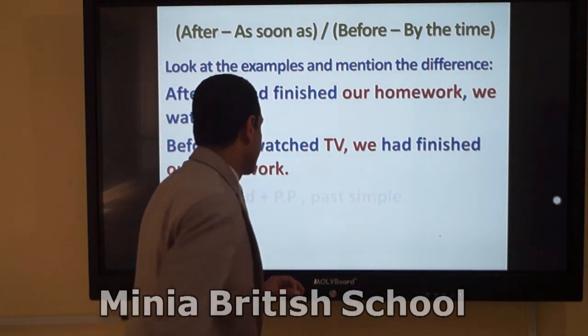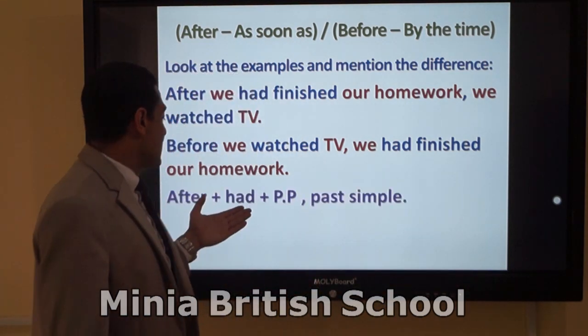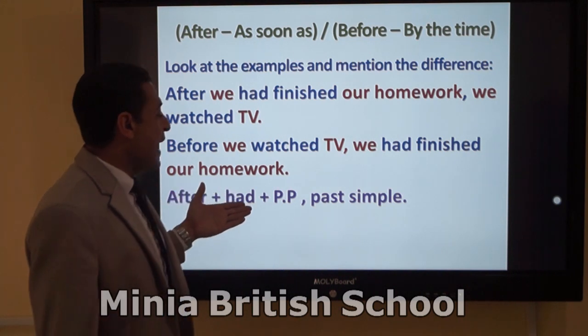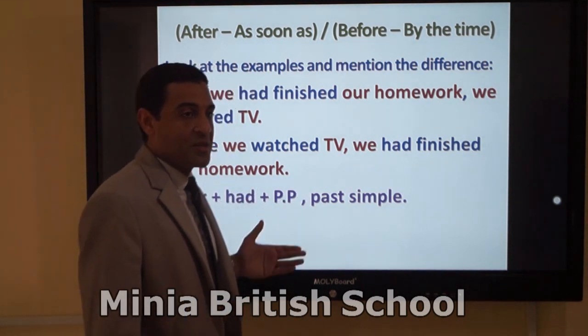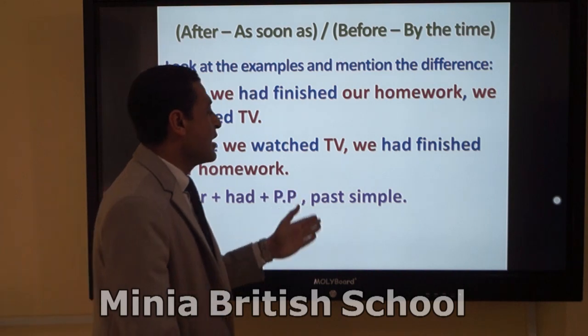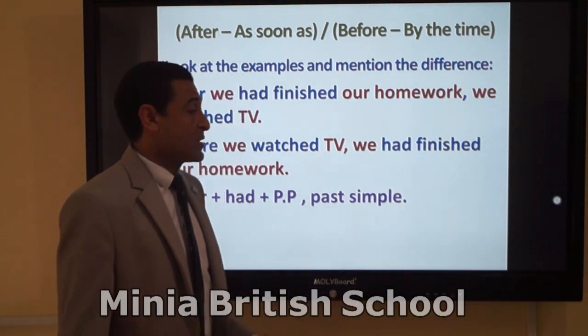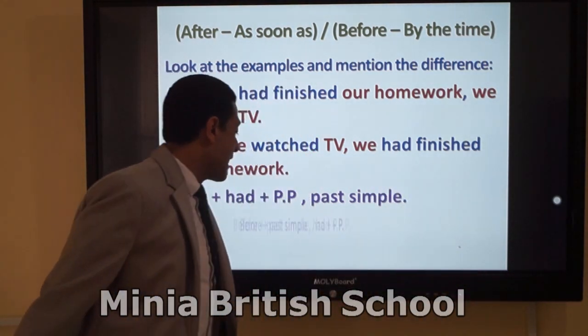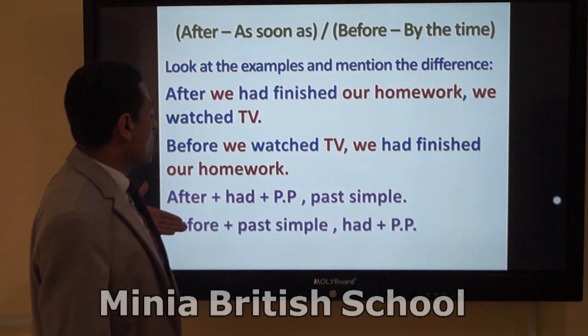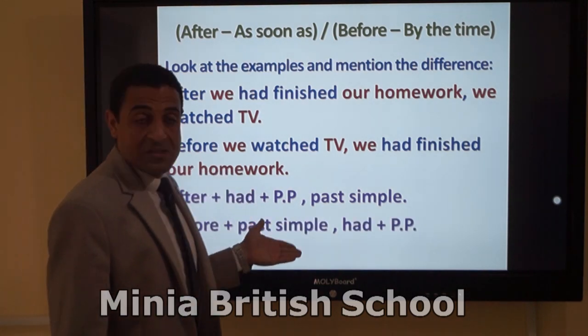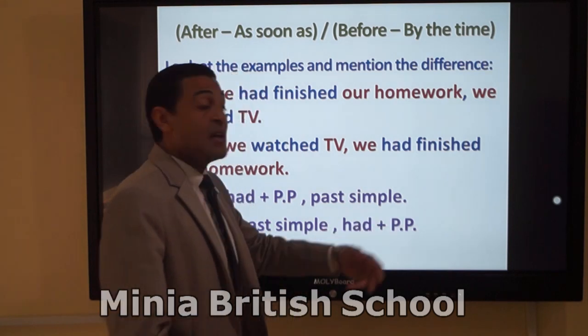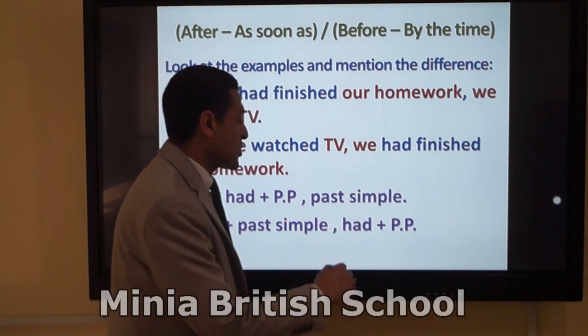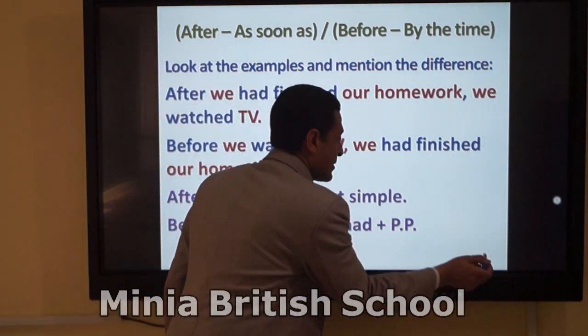So here, as you can see, after, had, and the past participle, this is the form of the past perfect, and the past simple is in the second part of the sentence. And here, before, and then we can use the past simple, which is the second action, and then we can mention the first action, which is had and the past participle.